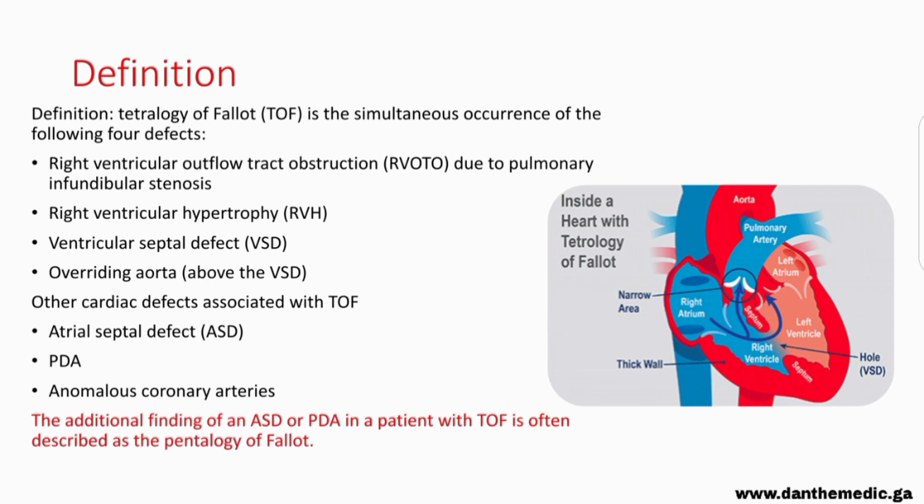It is when there is simultaneous occurrence of the following four defects: right ventricular outflow tract obstruction, right ventricular hypertrophy, ventricular septal defect, and overriding of the aorta. There might also be some other cardiac defects, like for instance atrial septal defect, patent ductus arteriosus, and anomalous coronary arteries. When there is addition of atrial septal defect or patent ductus arteriosus, this is usually referred to as Pentalogy of Fallot.